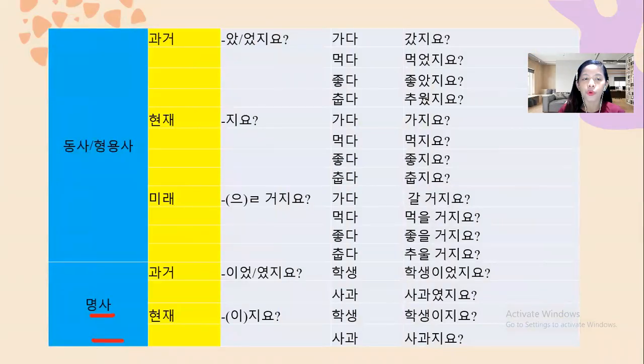Okay, so there are 3 conjugations in verb 동사 and 형용사. 과거는 았/었지요 사용해요. 현재는 지요 사용해요. 미래는 을 거지요 사용해요. Right. Next again, the first thing that we need to do is to determine the verb stem. So after we determine the verb stem, it would be easier for us to attach the jiyo. But if it's in the past form, we attach, right?